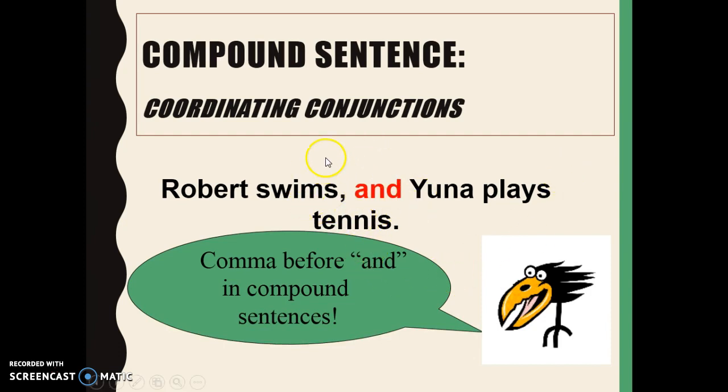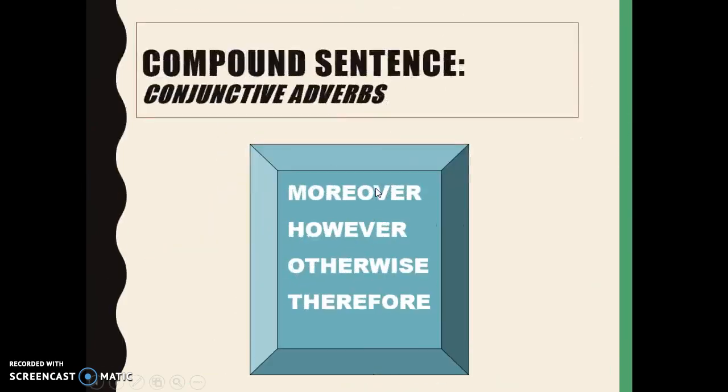Compound sentences have coordinating conjunctions. Robert swims, comma, and Yuna plays tennis. So, comma before "and" in a compound sentence. Okay? In a compound sentence, we need the comma before "and." Remember that.